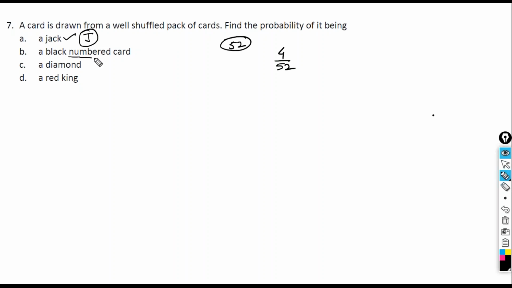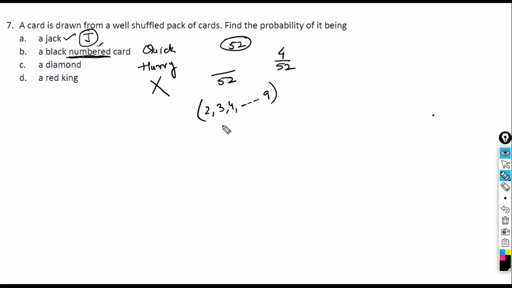Part B says a black numbered card. Guys, please focus on this term, a black numbered card. I always say you should not be in any sort of hurry, otherwise your answers will be wrong. Just wait, let me do it for you guys. Out of 52 cards, black numbered cards are 2, 3, 4, and so on up to 9. Guys, how many cards are there from 2 to 9?